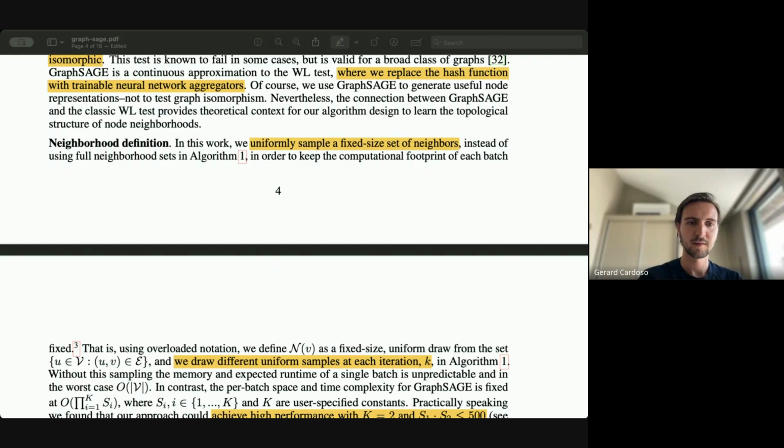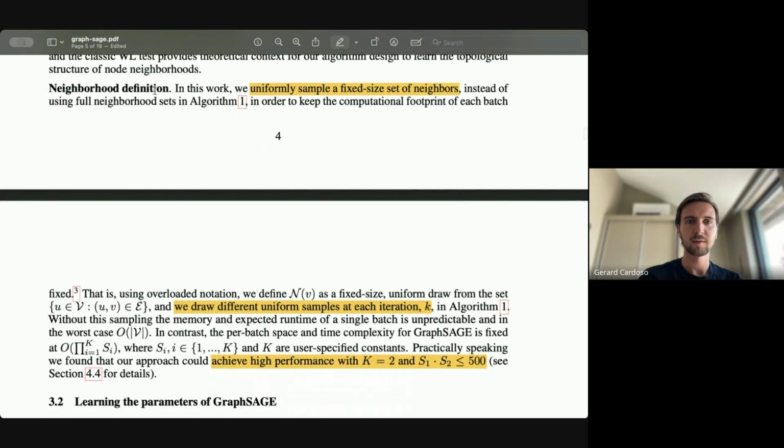Yeah, thank you. So here's where the definition was.